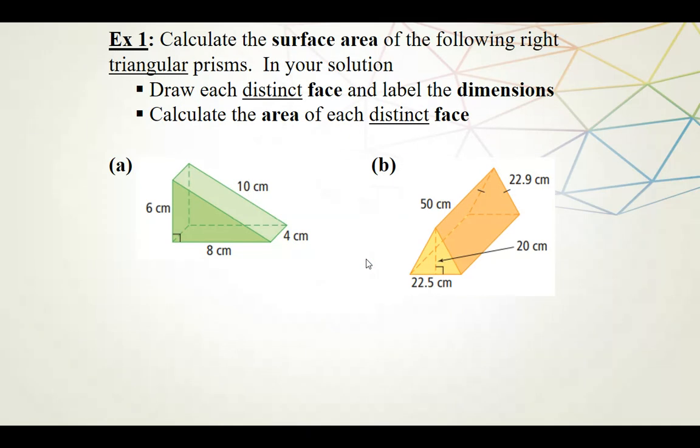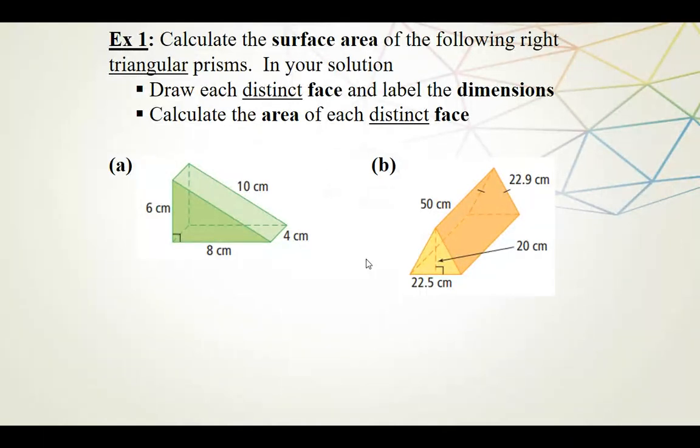All right, so we're going to jump into the example now. We have 2 examples of some right triangular prisms, and I want to calculate the surface area of every single one of these. Again, the way to calculate the surface area is it's just the area of every single outside face, and then you add them all together. In my solution, I want to do the same thing I did last time, which is we draw each distinct face and then label the dimensions, and then calculate the area of every single face individually. Then we're going to put it all together.